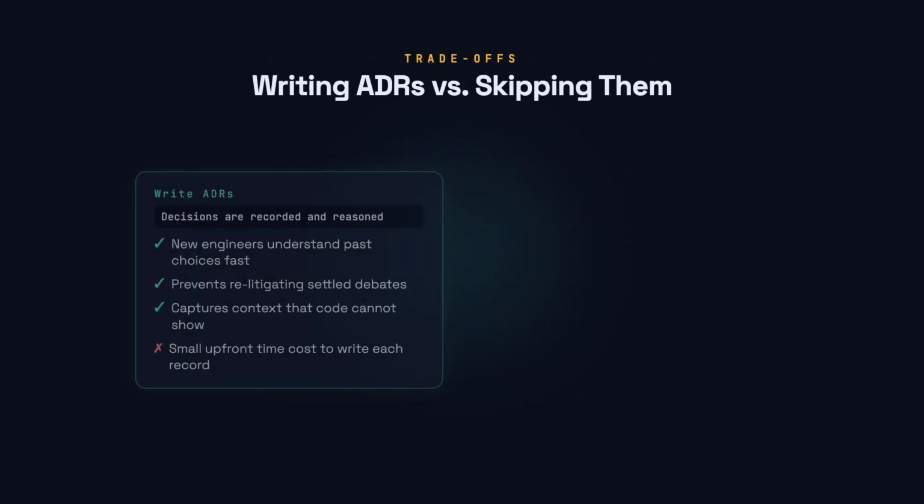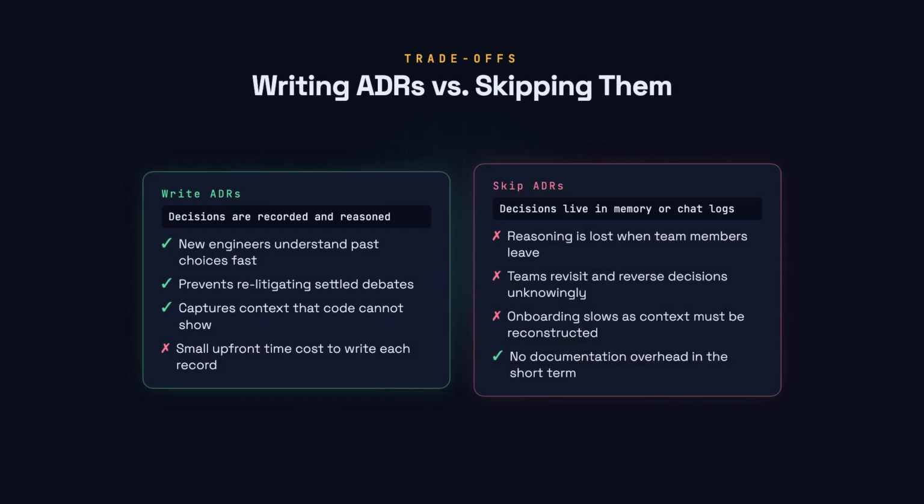The honest trade-off is simple. Writing ADRs costs a small amount of time per decision, maybe 30 minutes to draft and review. Skipping them saves that time today, but spends it many times over later, in confused onboarding conversations, in decisions being reversed without understanding their original rationale, and in architectural drift that compounds quietly over years. The overhead is low. The payoff is high on any project that runs longer than a few months.